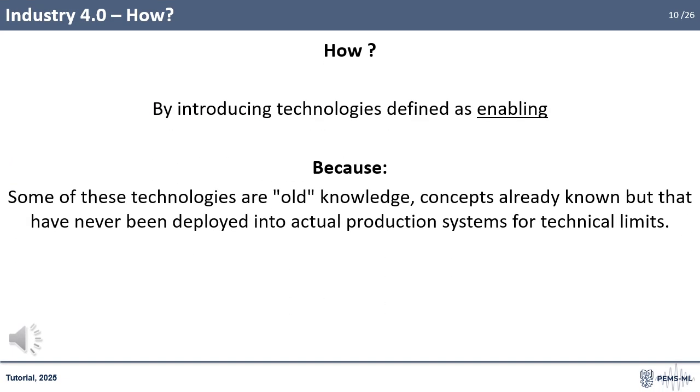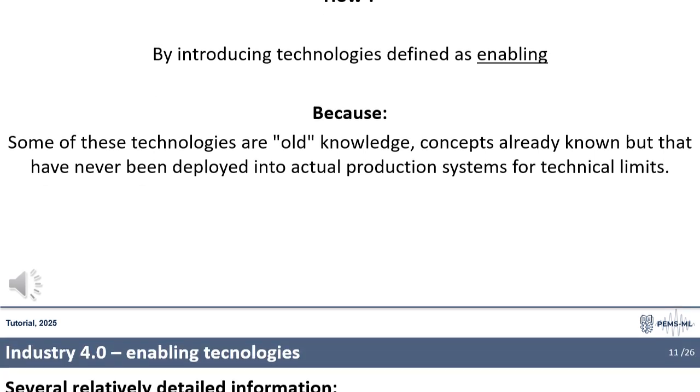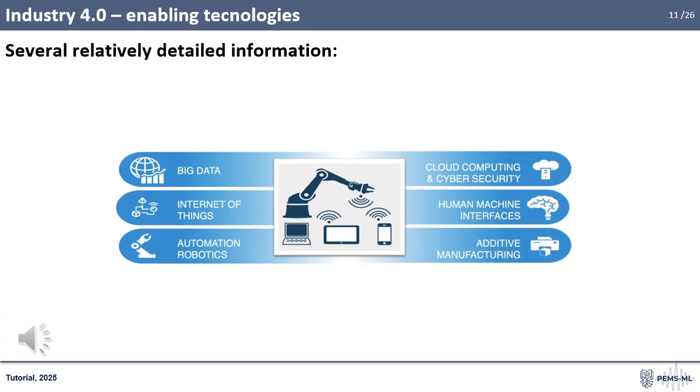The implementation of Industry 4.0 can be achieved through the introduction of enabling technologies. Many of these technologies are based on existing concepts that were previously known but not applied in production due to technical limitations. With advancements in technology, these concepts can now be effectively integrated into industrial systems to enhance efficiency and innovation. The key enabling technologies of Industry 4.0 include big data, Internet of Things, IoT, automation and robotics, cloud computing, cybersecurity, human-machine interfaces, and additive manufacturing.